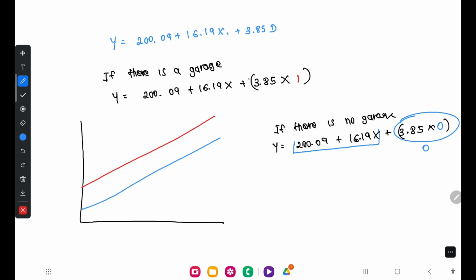But here this 3.85 into 1 is 3.85. So you have to add over here. So the final equation would be 238 point something something plus 0. So that is definitely greater. So this house with a garage will come up, red color will come up and blue color will go down.